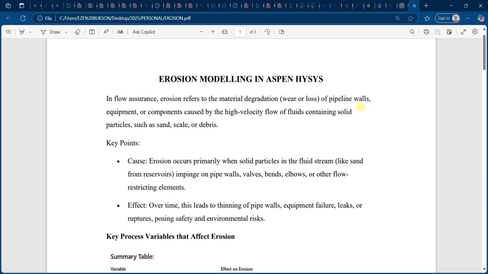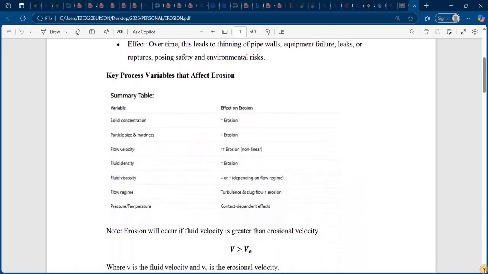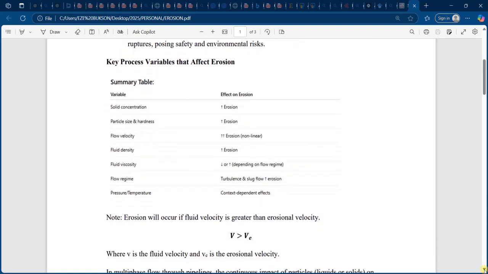Now, the effect: over time, the material is worn off, right? And it leads to the thinning of pipes. It can lead to equipment failure. It can lead to leaks. Then it can also pose environmental risks, right? So basically, for this erosion modeling, we have a couple of parameters that actually affect erosion modeling, right?